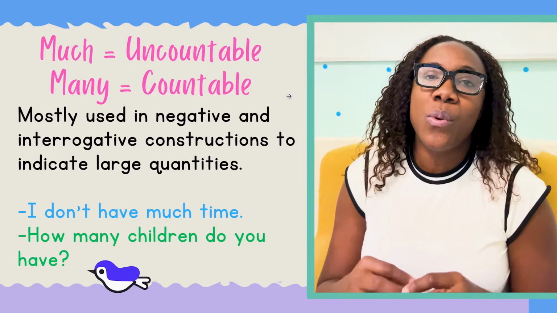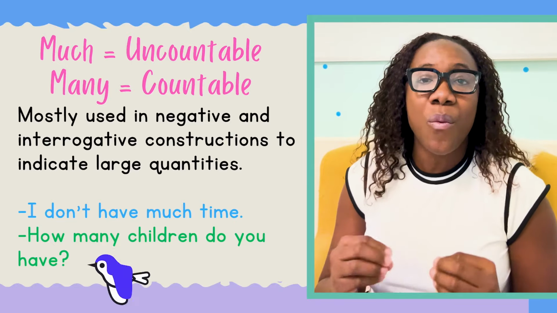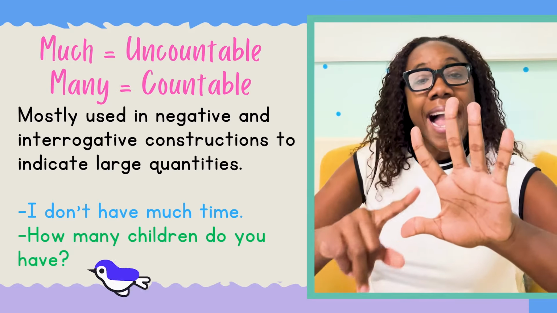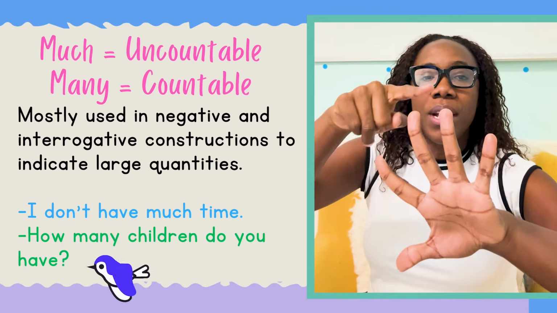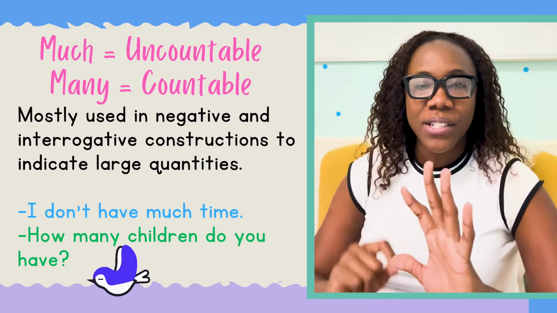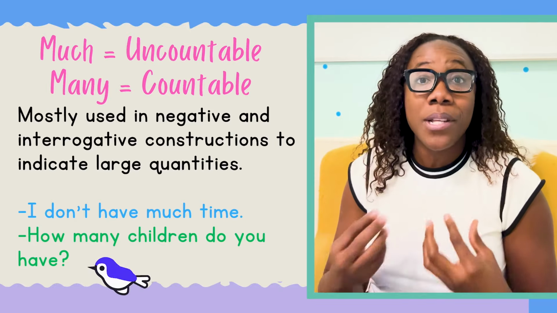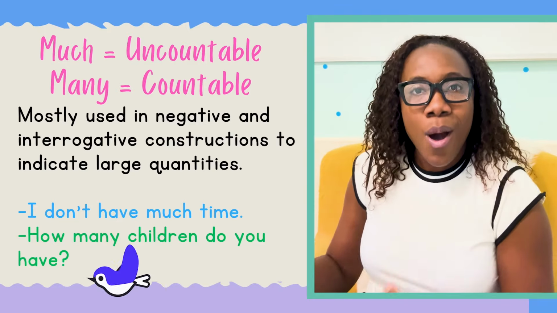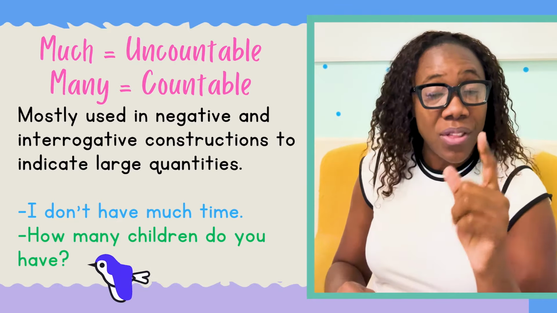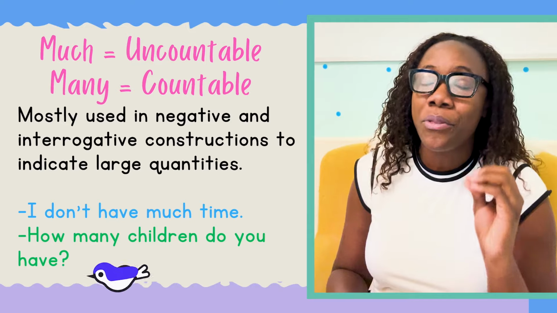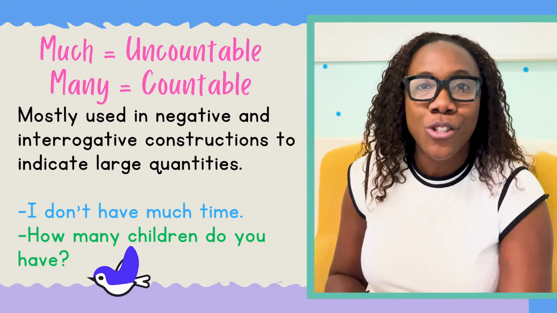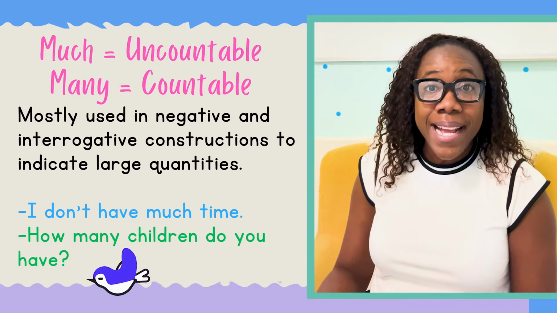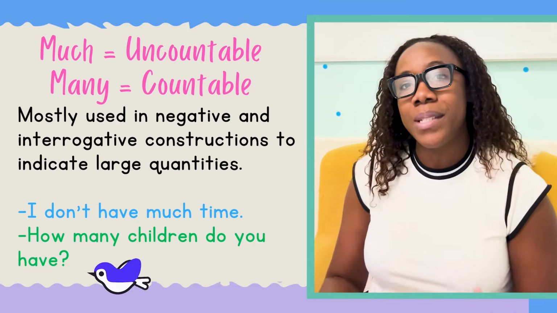Many is used with countable nouns, things that we can count. For example, on my hand, I have 1, 2, 3, 4, 5 fingers. I can count them, countable nouns. So we cannot count time, but we can count seconds. For example, this recording has been going on for 3 minutes and 22 seconds. We can count seconds, we can count minutes, but we cannot count time.